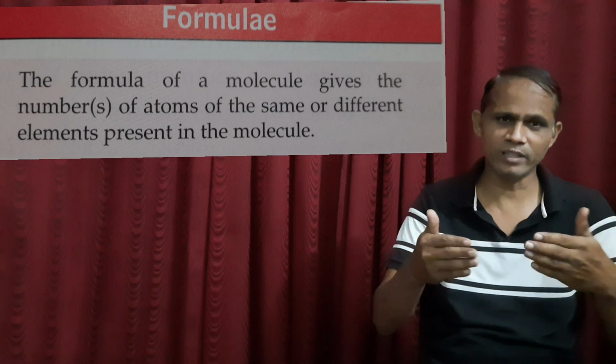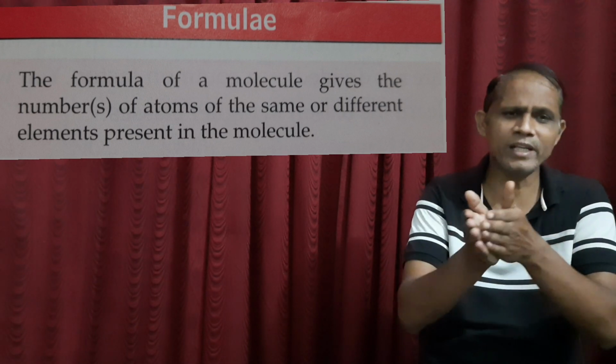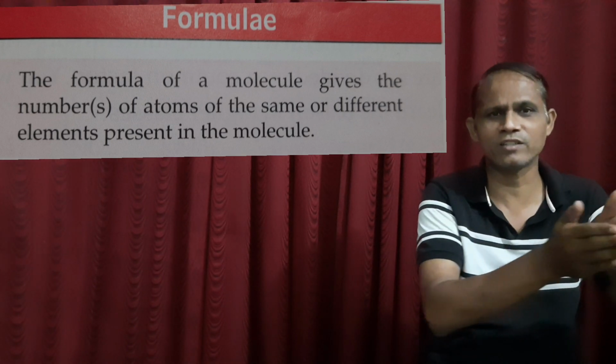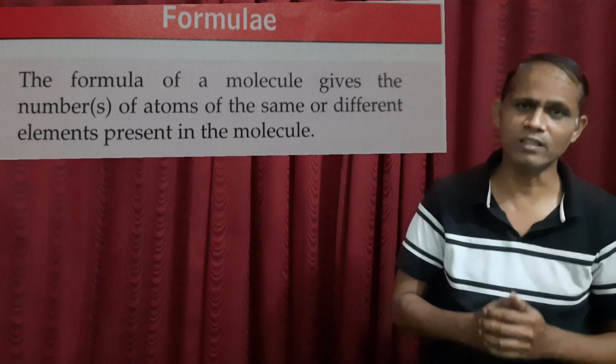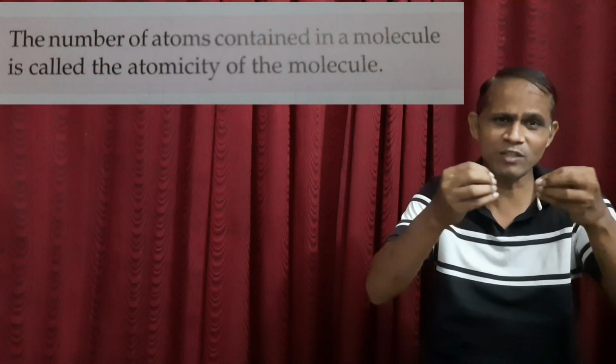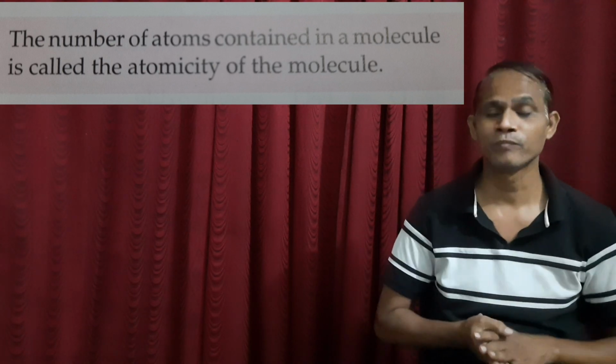And the number represents how many atoms are present, of the same or different element. That is known as the formula. Next important thing is atomicity. What is atomicity? The number of combining atoms in a molecule. How many atoms are combining together to form a molecule? That is known as atomicity.